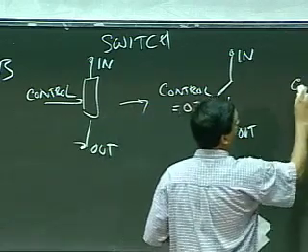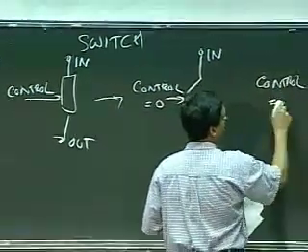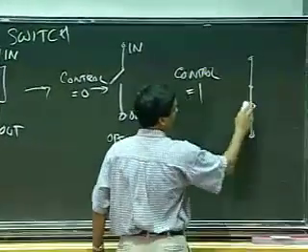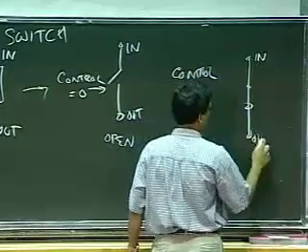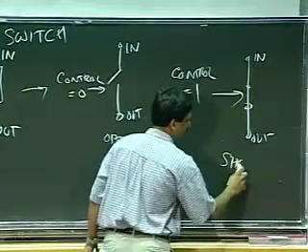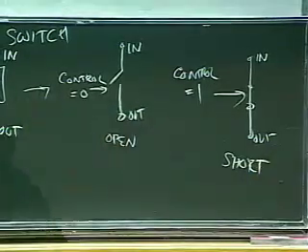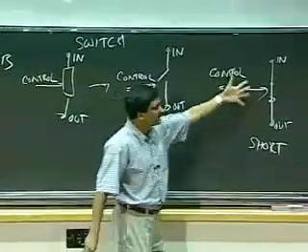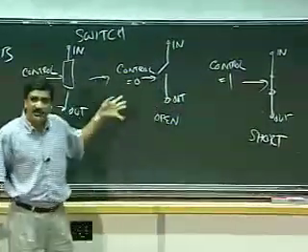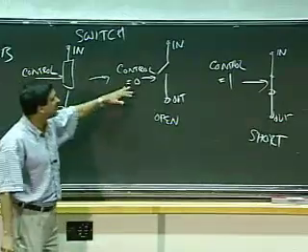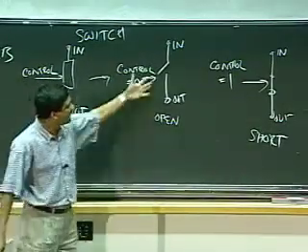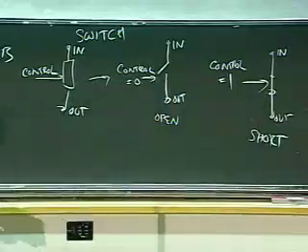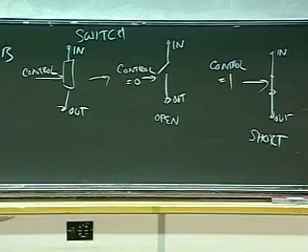And by the same token, if my control is a 1, then I have a connection between in and out, and this is a short circuit. So in other words, if my switch has 0 at its control, and I'll talk about how to get that, I have an open circuit, and if it's a 1, then I have a short circuit. Okay, this is my switch going on and off.